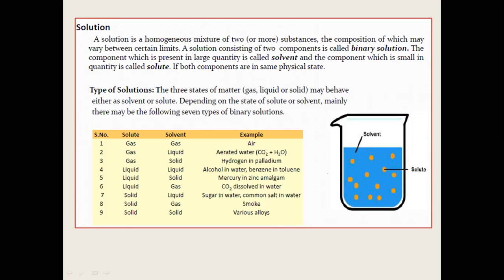Hydrogen in palladium is one example. Hydrogen in palladium is a catalyst used in catalytic hydrogenation reactions. Hydrogen gas along with palladium catalyst can convert the unsaturated bonds into saturated bonds, is it not? So that catalyst basically is an example of gas solute dissolved in solid solvent.